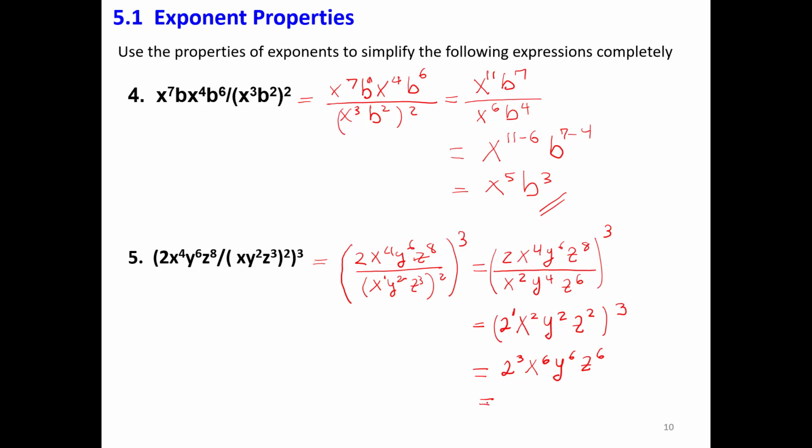Now we need to simplify completely. Then 2 to the third equals 8. Remember, 2 to the third is 2 times 2 times 2. Yes, this is 8. 2 times 2 is 4. 4 times 2 is 8. And this is the answer. Yes, we cannot simplify this expression more.